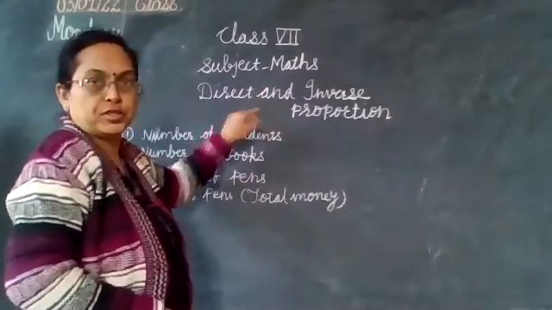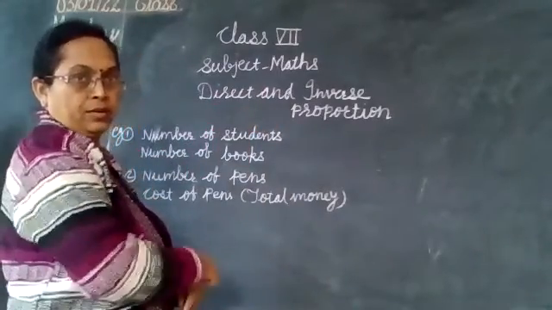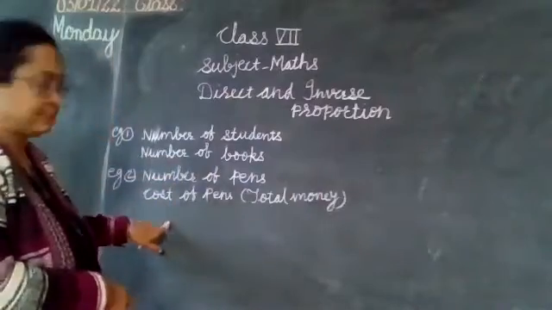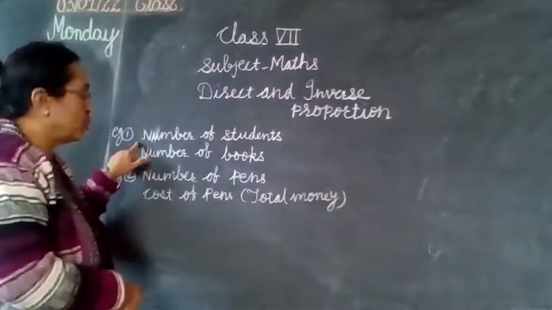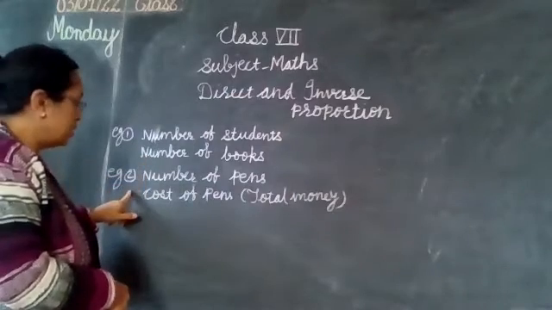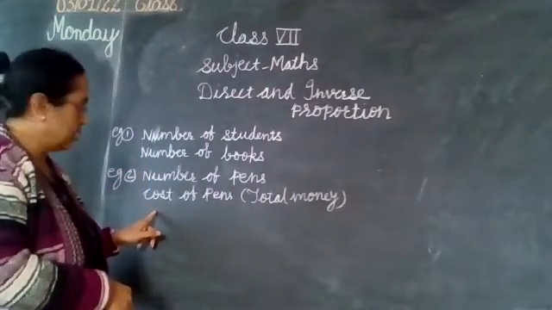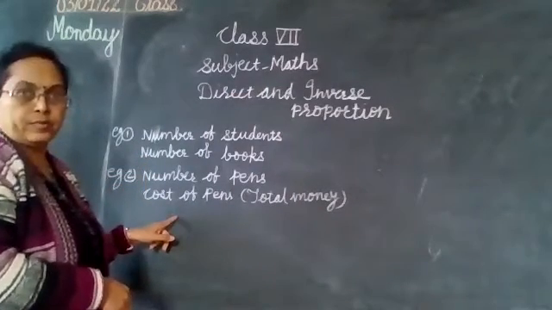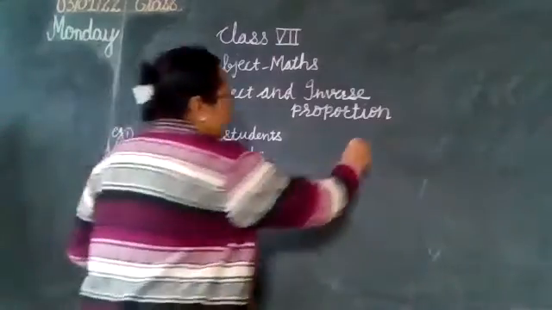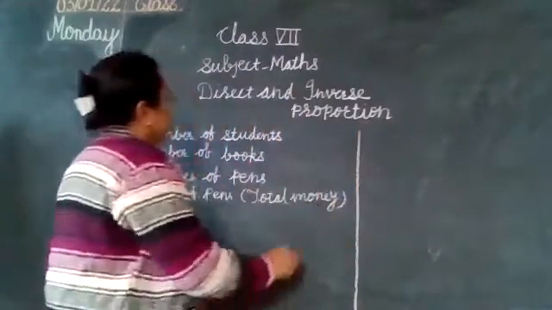Direct and inverse proportion. Now here I have given two examples: number of students and number of books, and second, number of pens and cost of pens. Now first of all, let us see what is that ratio.